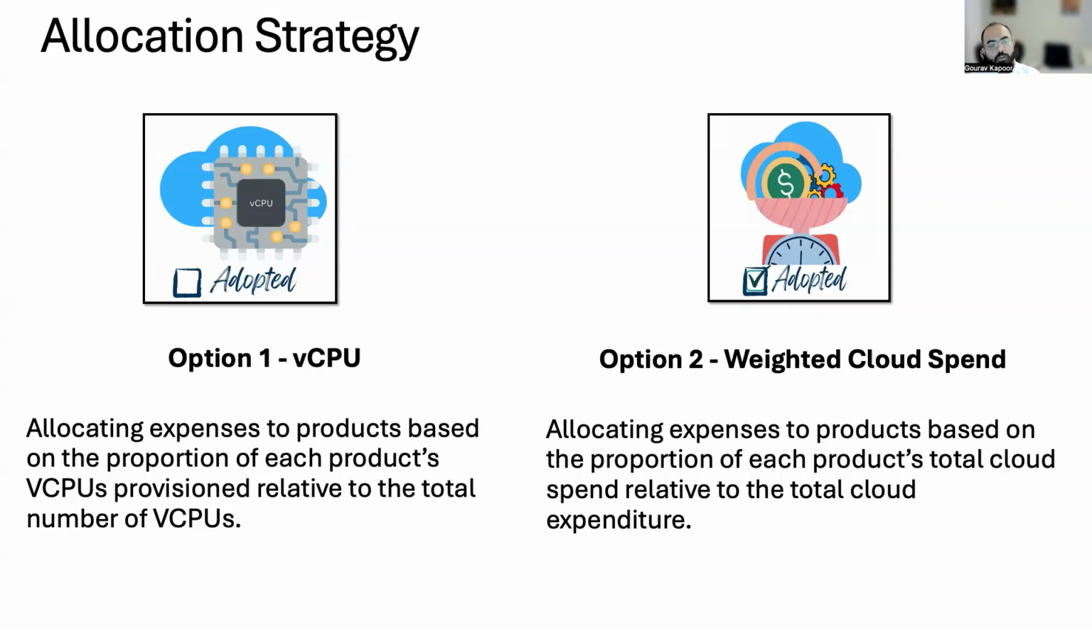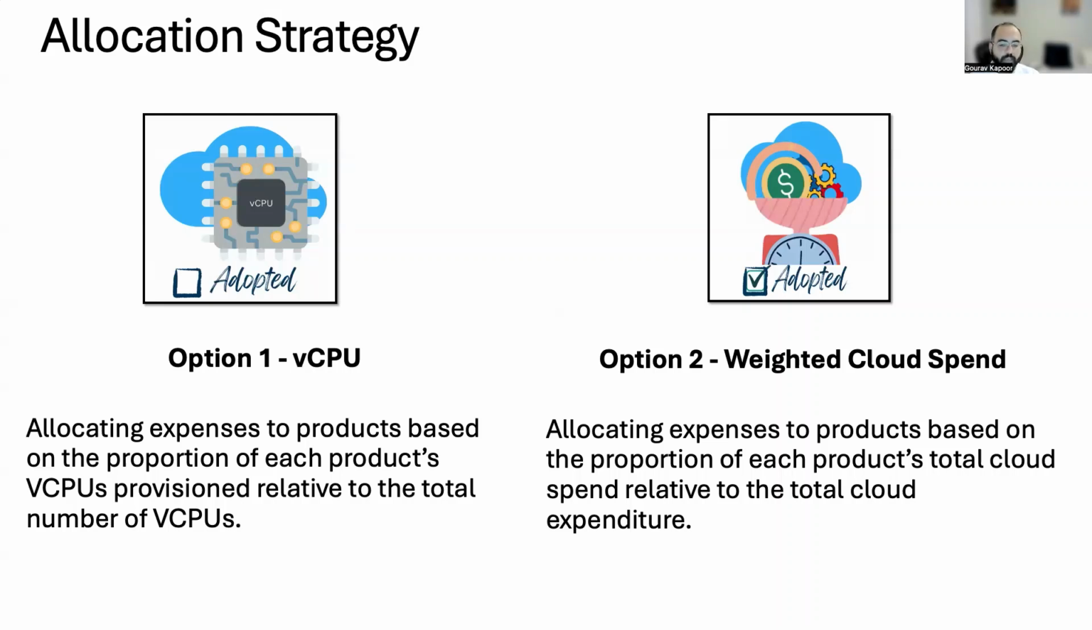Then the second methodology we explored is called weighted cloud spend, where we are allocating expenses to products based on each product's proportion of total cloud spend. So if we have three different product offerings, where one is the major offering, another is a smaller or medium offering, and one is single tenant while another is multi-tenant, depending upon how the cloud spend is happening for each product, you can allocate the expenses of shared services to those products based on those different strategies.